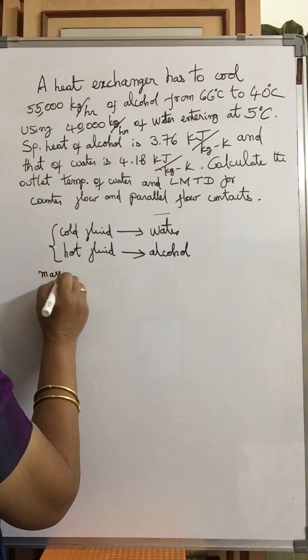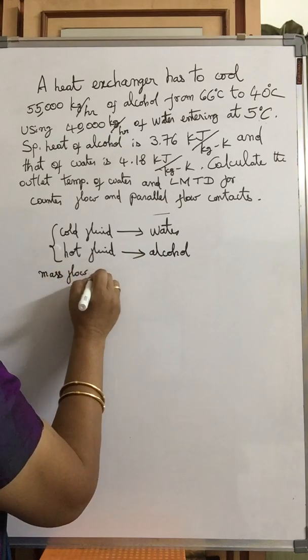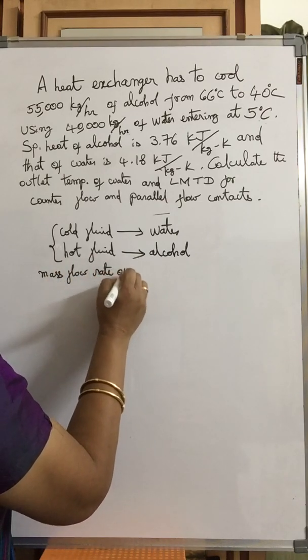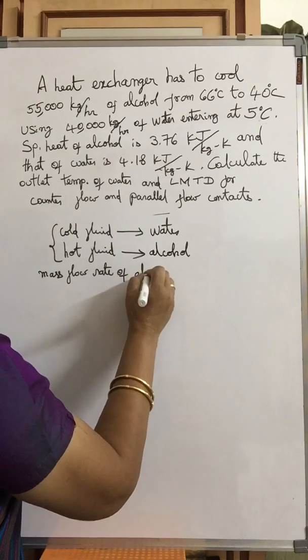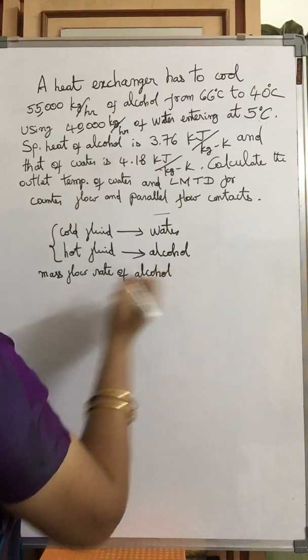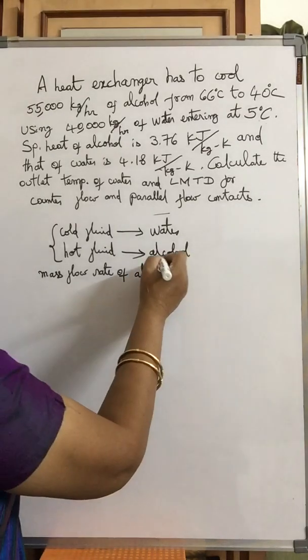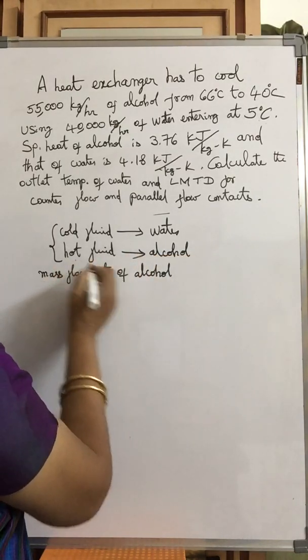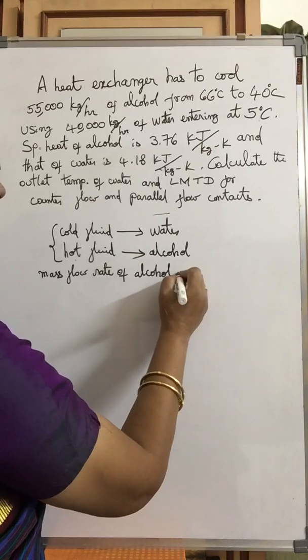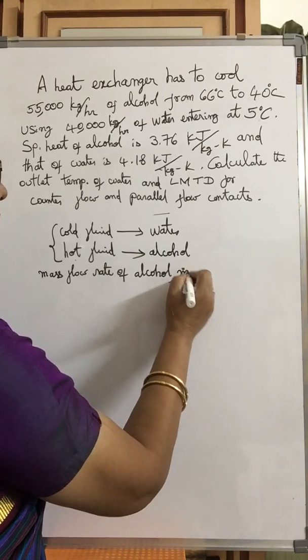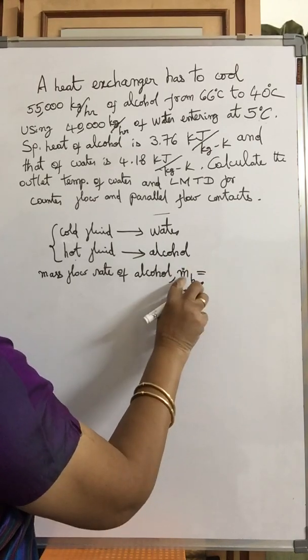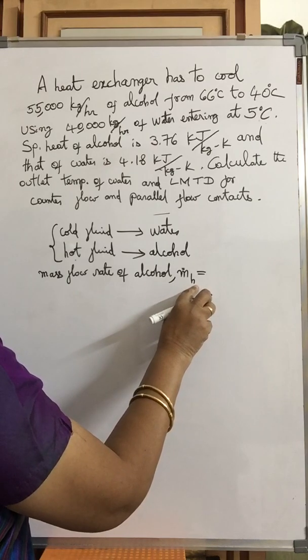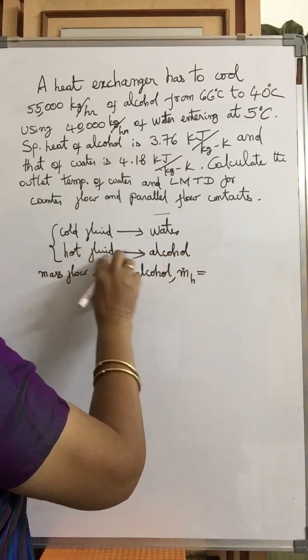Mass flow rate of alcohol. Alcohol is which fluid? Hot fluid. Alcohol is the hot fluid. So mass flow rate of alcohol, what is the notation? m dot H. H stands for hot fluid. Alcohol is the hot fluid.